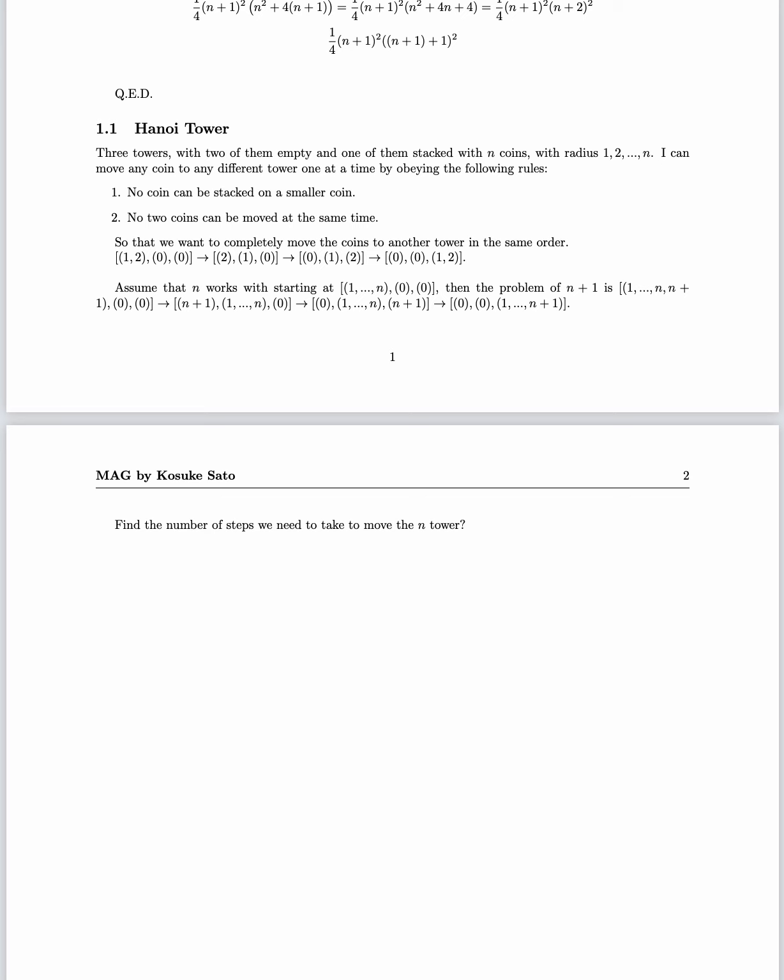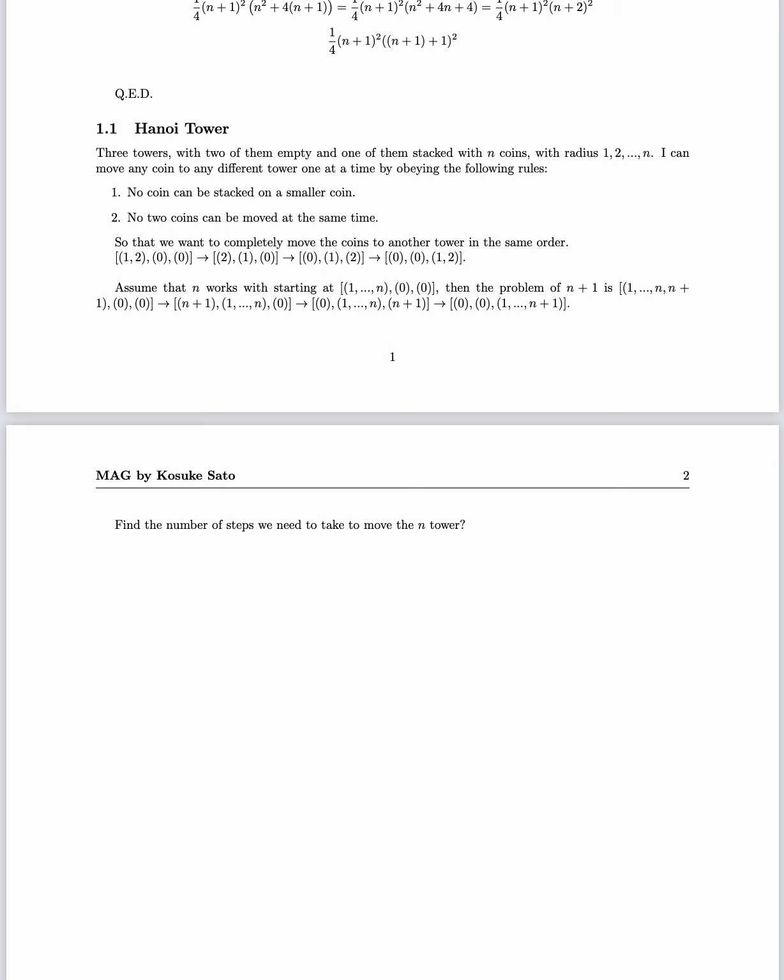But we can get some intuition from the Boolean statement that we just got, which is that it always works. And now let's take a look at the steps that we need to take to transform from the n problem to the n plus 1 problem. So first, we want to move 1 through n, which is the n tower, to another tower, right? Which is, well, we need a sub n. So a sub n is basically just the number of steps to move the n tower to another place.